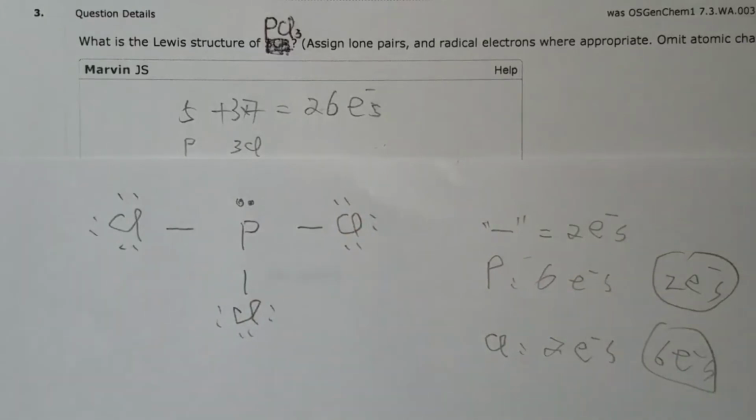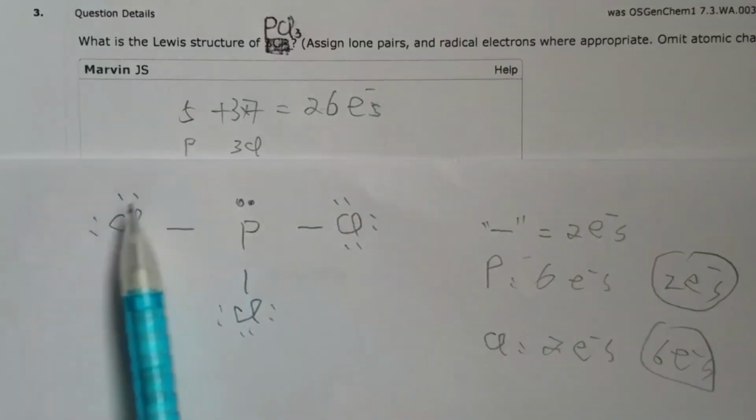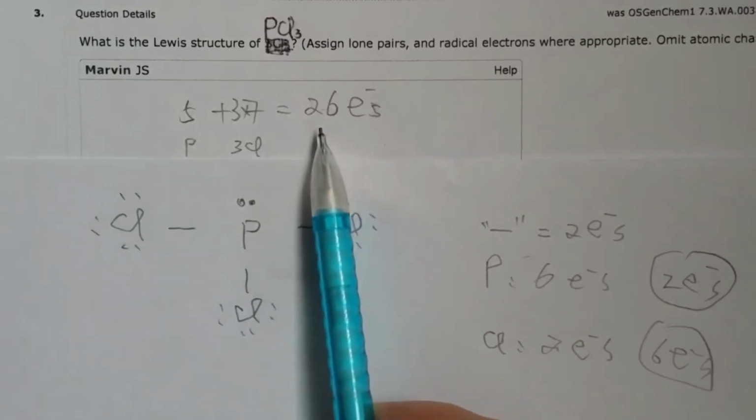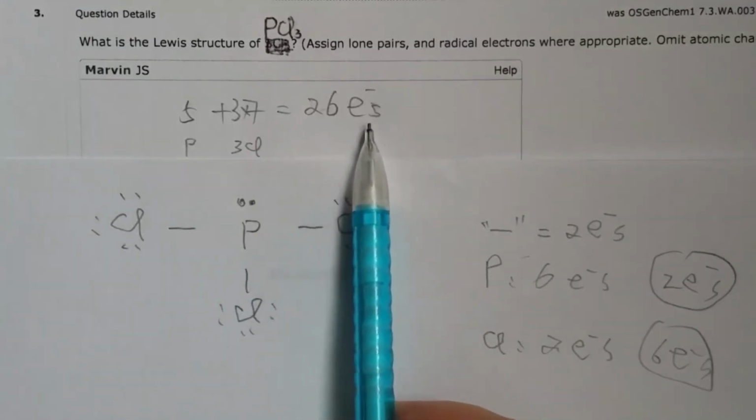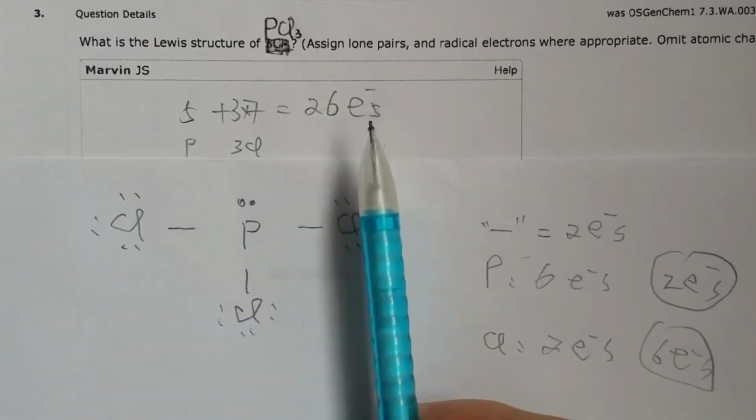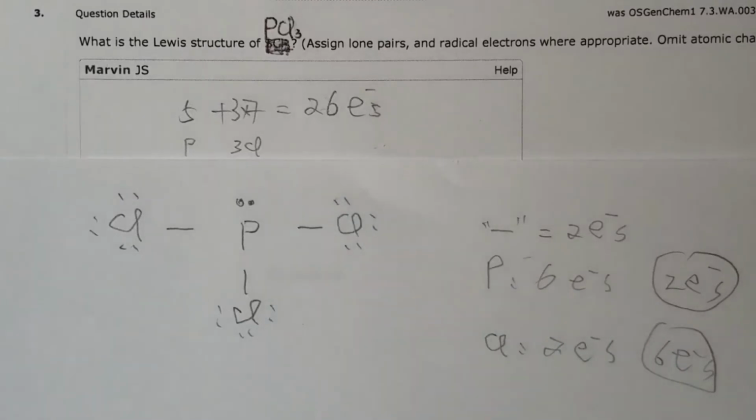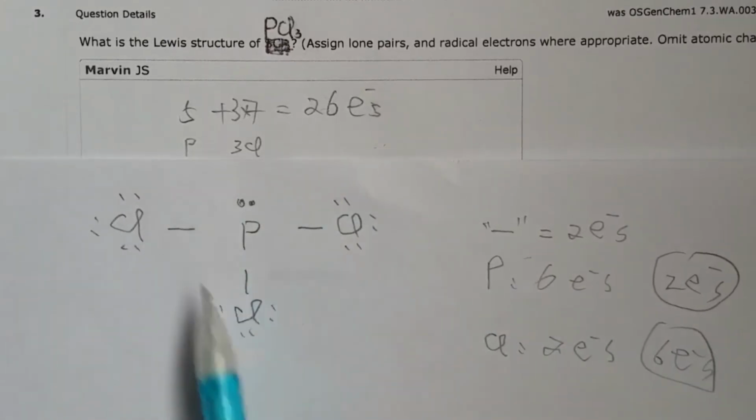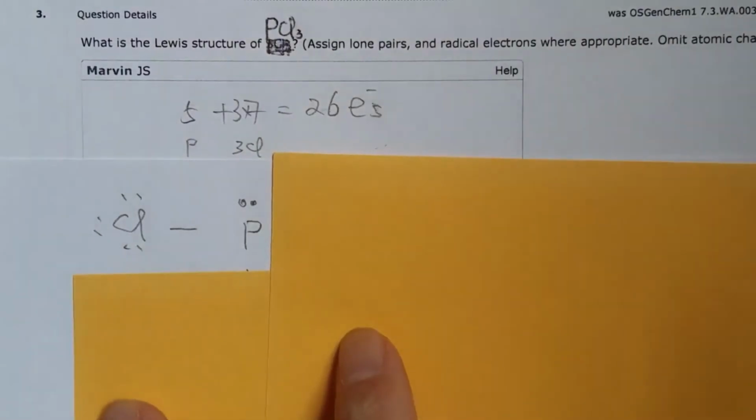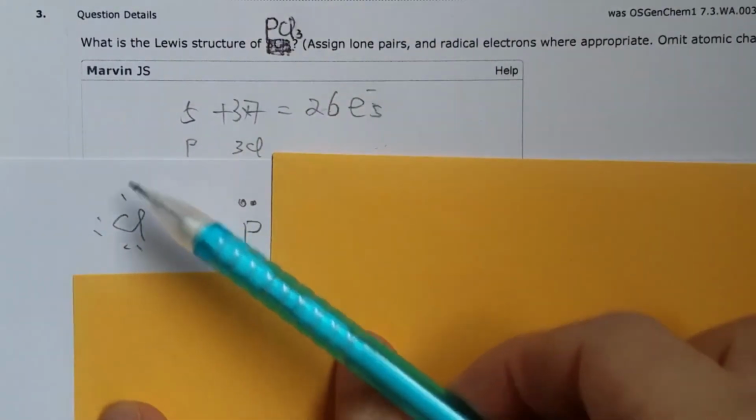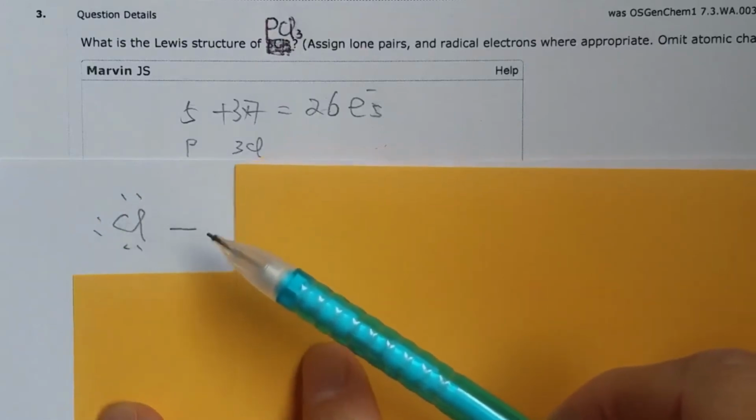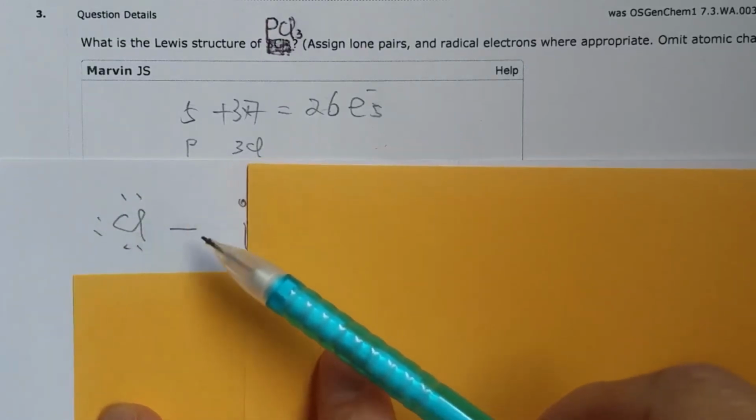Now let's take a look at whether this structure is complete. The total number of valence electrons in the molecule is 26 electrons. Now let's count how many valence electrons have already been assigned. For each of the 3 chlorine, there should be 8 electrons.